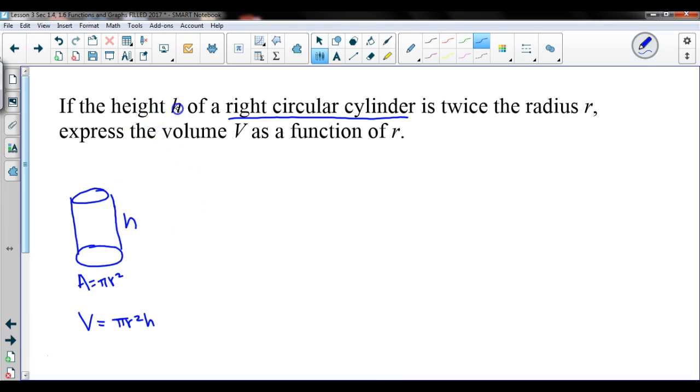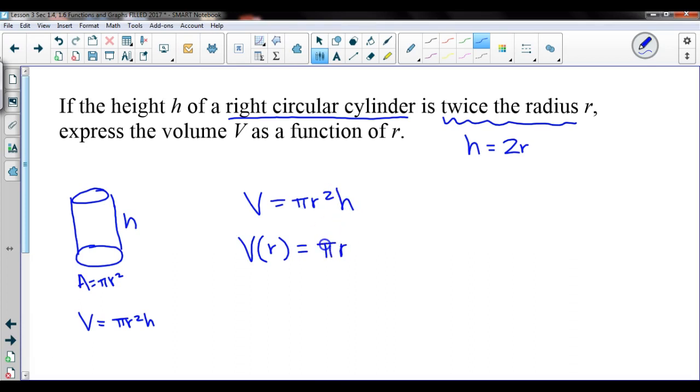So if the height h of a right circular cylinder is twice the radius r, h is equal to twice the radius, express the volume v as a function of r. Well, if v is equal to pi r squared h, then v of r is going to equal, I left out the h, pi r squared h, here we go. Then it's going to be pi times r squared times, and what is h? 2r, so we just replace it and then simplify, so it's 2 pi r cubed, because 2 comes to the front, and then r squared times r is r cubed, and now it's volume as a function of r. Isn't that cool?